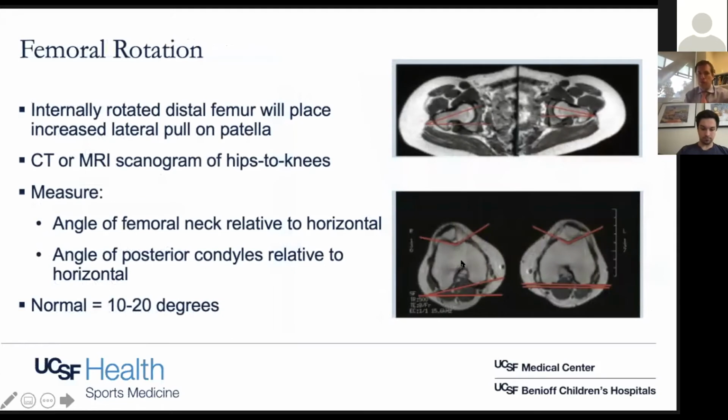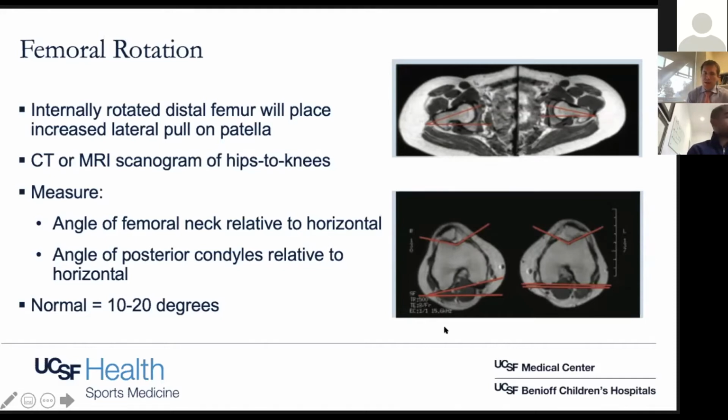And so femoral rotation can contribute also. That increased internal rotation of the distal femur places an increased lateral pull on the patella. And to evaluate this, with patellar instability patients, I'll check their hip rotation in clinic. And then generally just looking to see if their unstable side has excessive femoral anteversion. And then if clinically it looks like they have a large difference or have extreme internal rotation, then we can get either a CT or MRI scanogram.